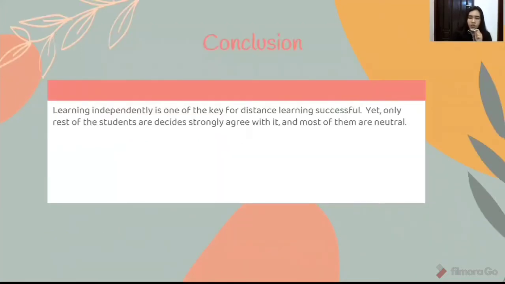For the conclusion, learning independently is actually one of the keys to successful distant learning. Yet only a few students strongly agree with it, and most of them are neutral. We can say that most of the students feel sometimes they can learn on their own, but sometimes they can't learn independently during distant learning.